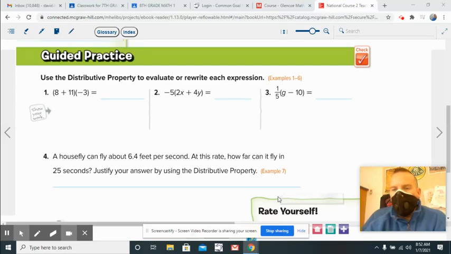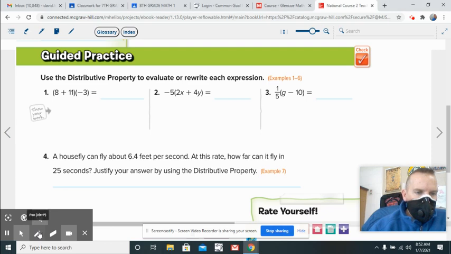Good morning, seventh grade. We're going to take a look at page 378, chapter 5, lesson 4 in your book. All right, distributive property. Distributive property just means to multiply.